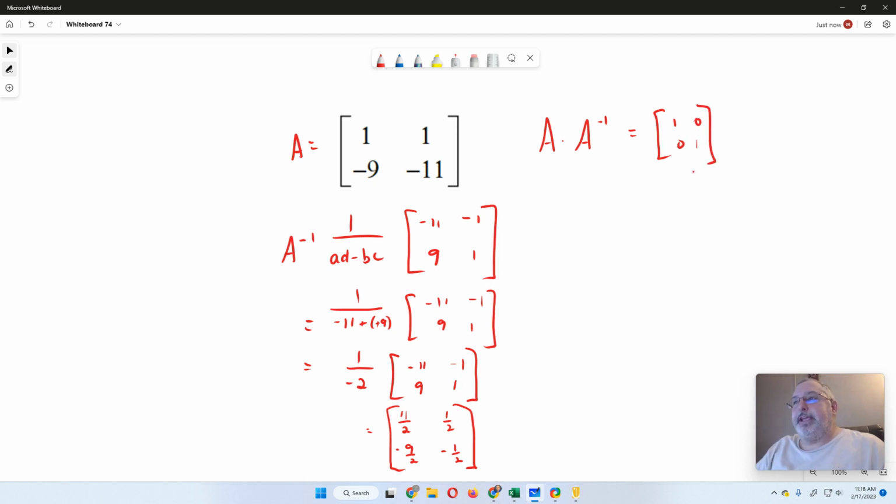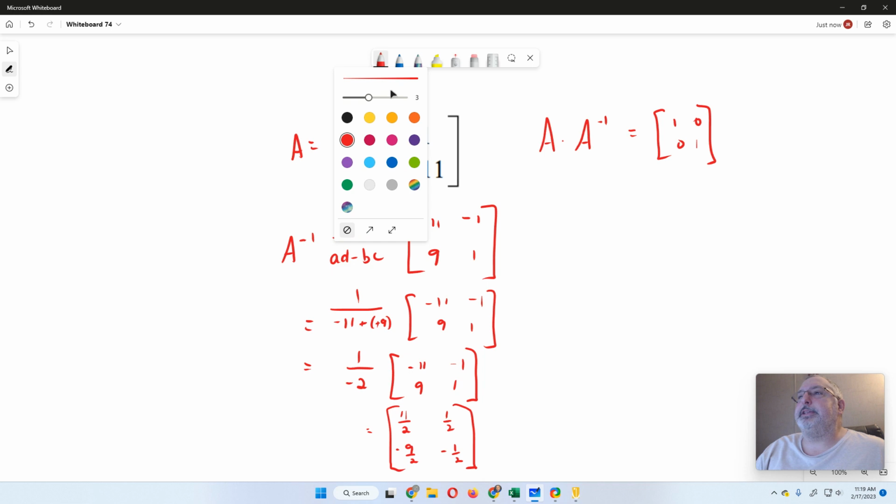Now, I want you to understand this, that in matrices, the commutative property doesn't always apply. So A times A inverse is going to equal the identity matrix, but it's not always true that the inverse times the original equals that. It's not always true. So don't think that you can multiply it either way. You have to multiply it this way to make sure you get the right answer. All right, so let's take a look.